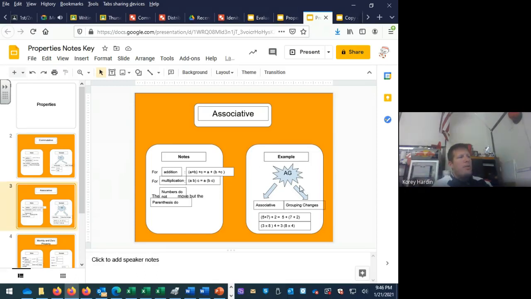And that's the code word I got over here. We'll go ahead and talk about that. AG, associative grouping changes. Grouping changes. So AG, associative, think grouping.